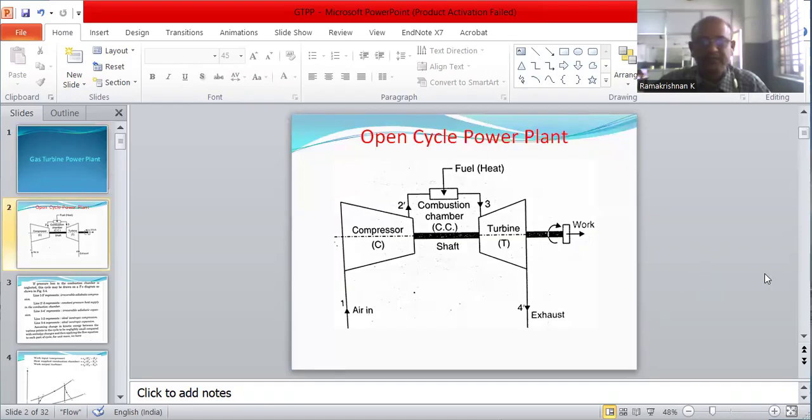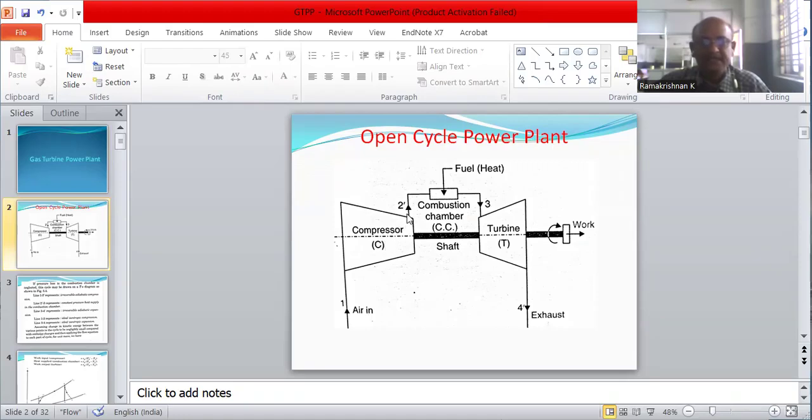Here, the main components are compressor, then combustor, turbine, and alternator. The compressor and the turbine are connected on the same shaft from which the load is extracted. The alternator is also coupled with the same shaft. The air from the atmosphere is drawn into the compressor. Then it compresses the air. Here, the compression takes place isentropically.